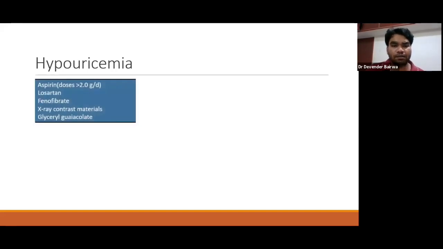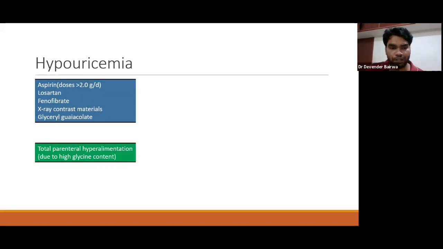There are drugs which can cause hyperuricemia, like aspirin, when it is given at more than 2 gram per day. It can also be caused by losartan, fenofibrate, X-ray contrast material, glycerol glycolate, and then some patients who are on TPN, total parenteral nutrition, can also have hyperuricemia because of the high glycemic content.